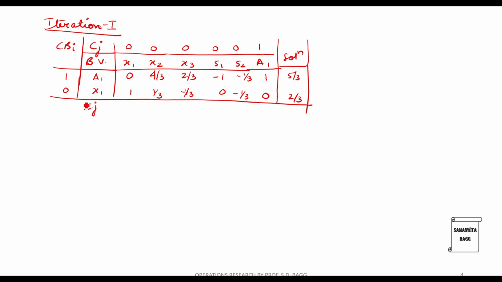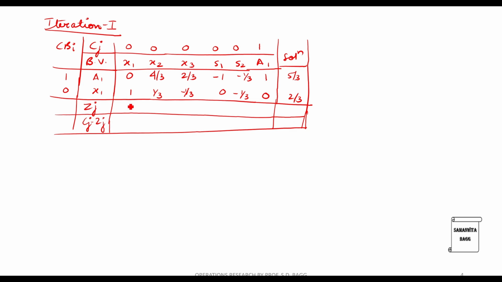Now I will calculate Zj and Cj minus Zj. That is multiplying these and adding each of them. So this is 0. This is 4 by 3. Now this is not required because this is 0. So I'll just multiply the first row and get the answer. And this is 5 by 3. If at all this is optimal, this will be the value of Z. Now Cj minus Zj is 0, minus 4 by 3. This is minus 2 by 3. This is 1, 1 by 3 and this is 0.